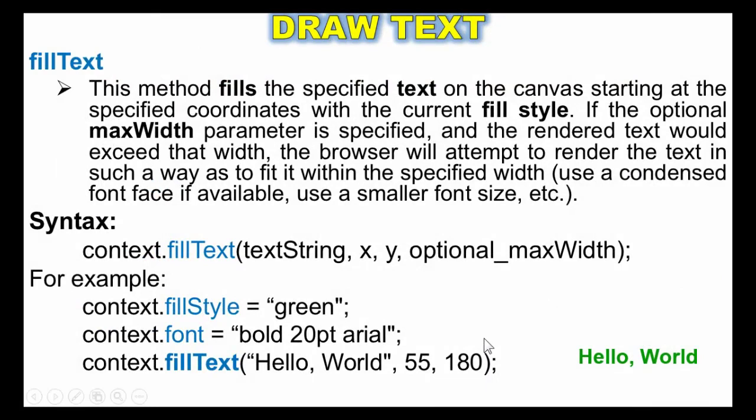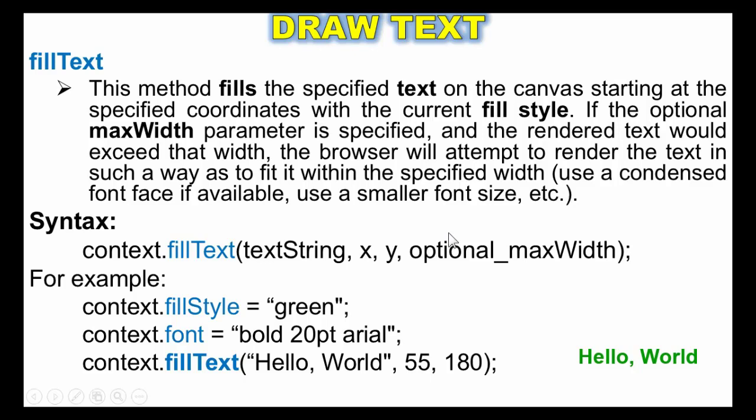Draw text. The command fillText fills the specified text on the canvas starting at the specified coordinates with the current fill style. If the optional maxWidth parameter is specified and the rendered text would exceed that width, the browser will attempt to render the text in such a way as to fit it within the specified width. Use a condensed font face if available, use a smaller font size, etc.